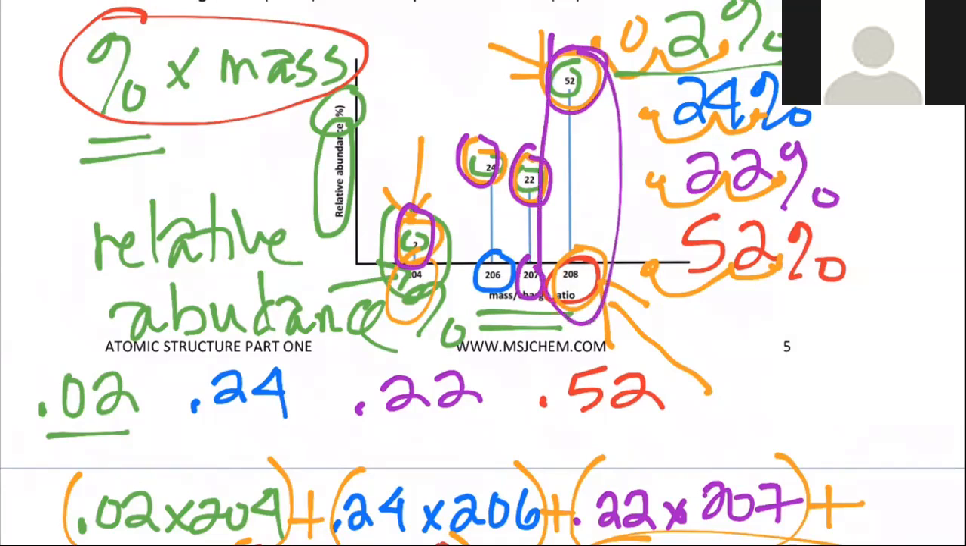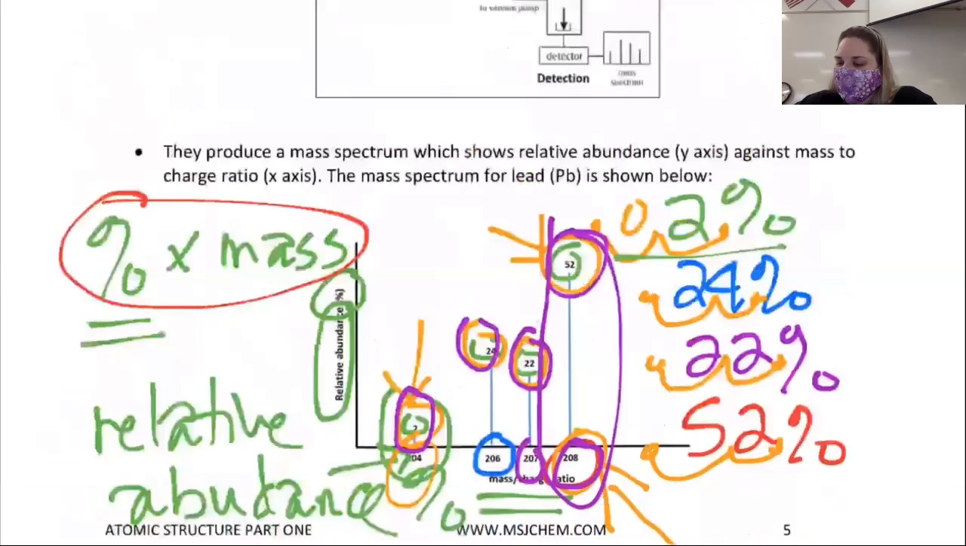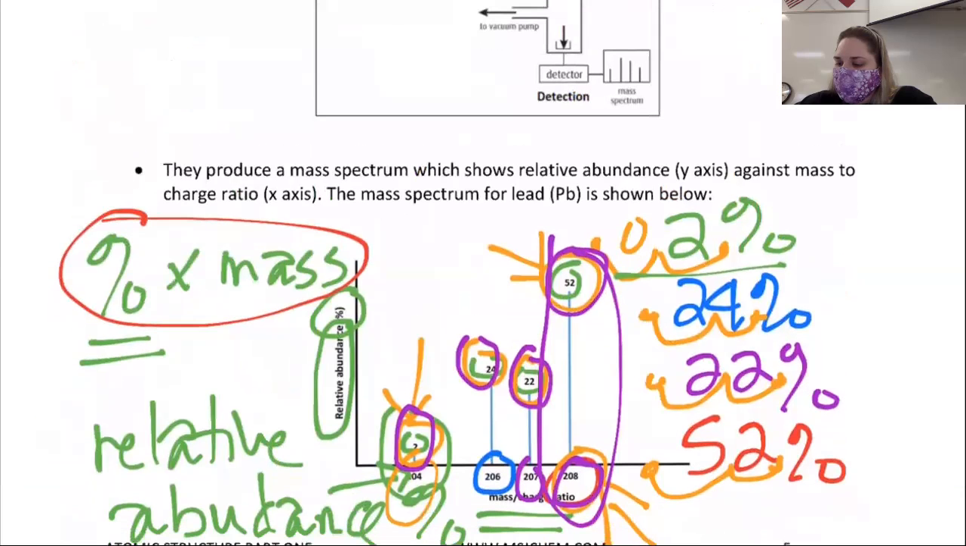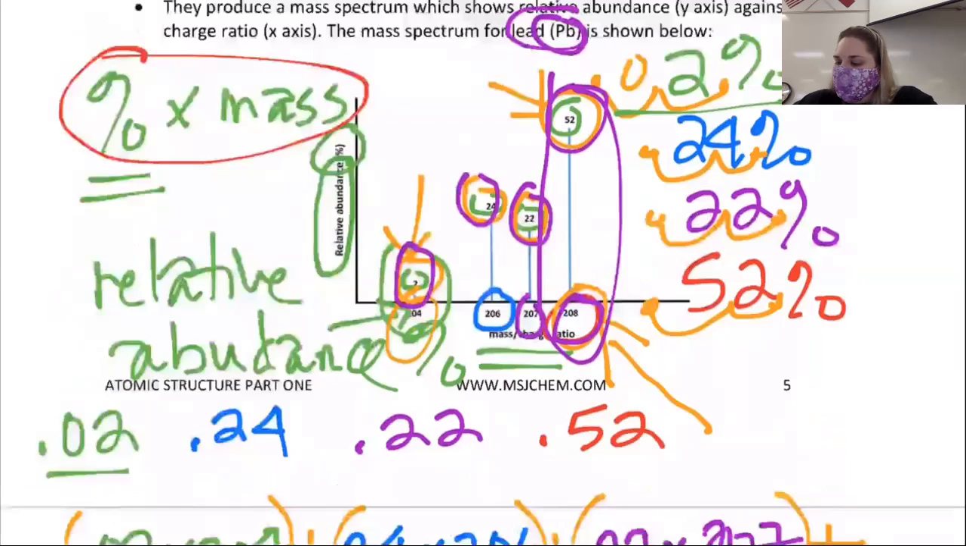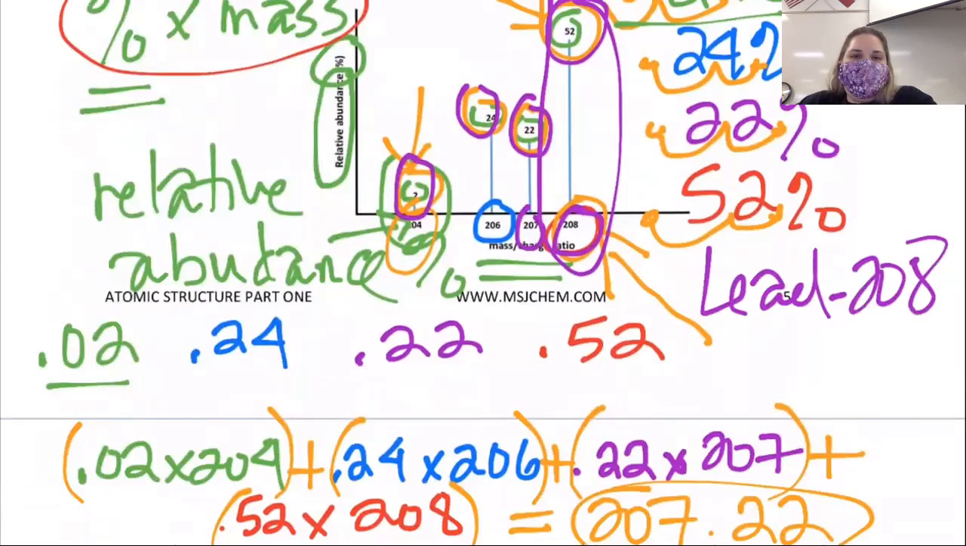So if they ask me which isotope is most abundant, it's the one with the mass of 208. And if you read the problem up here, it tells you that these are all lead. They're Pb. So the most abundant, I would say, is lead 208. That's the isotope that's the most abundant. The least abundant would be this one over here. It'd be lead 204 because it's the lowest percentage. Okay.